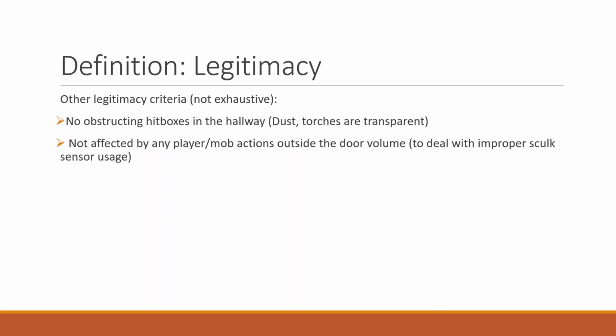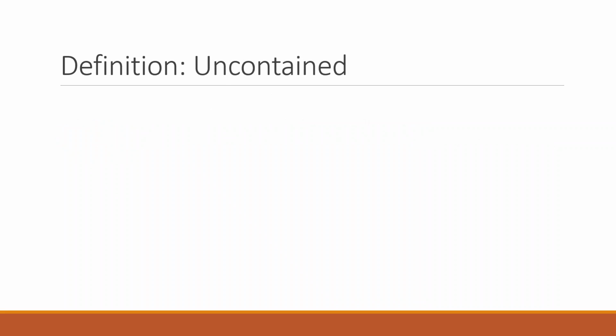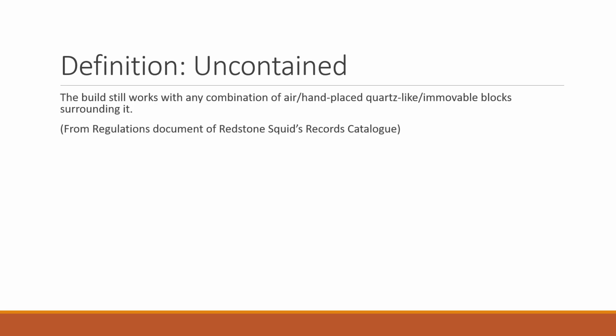And we have fully talked about the legitimacy, and I'll talk about one of the most debatable things. It's not really debatable, it's actually well defined here. It's even more well defined than legitimacy, but people have some misconceptions about this terminology, which is uncontained. So what do we mean by uncontained? Well, this is actually the definition of contained, but it basically means the build still works with any combination of air or hand-placed quartz-like or immovable blocks surrounding it. So again, just copying from the regulations documents.